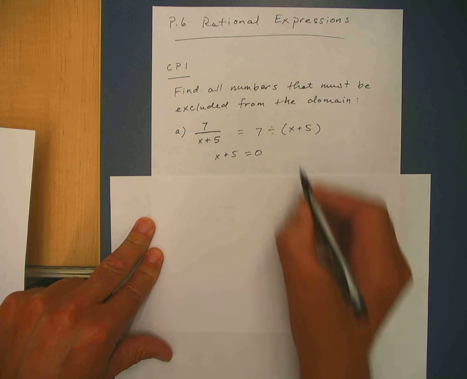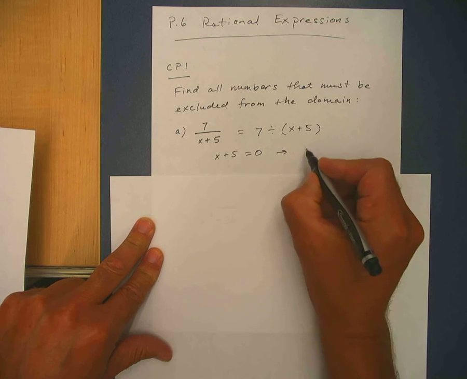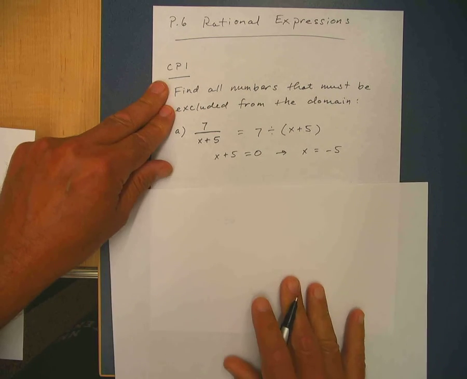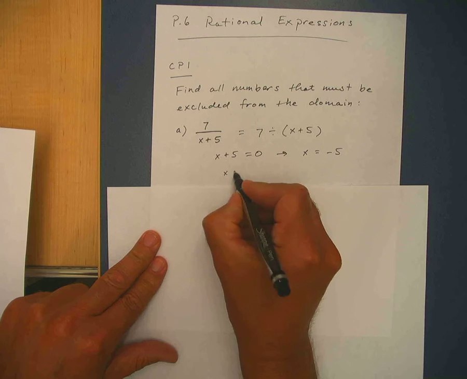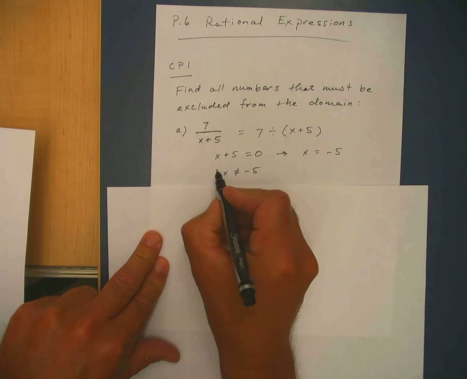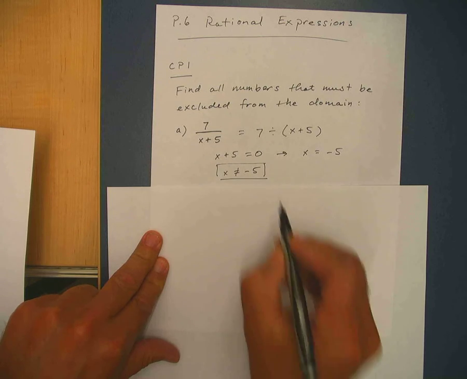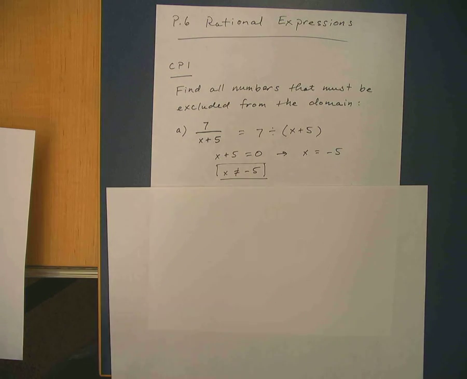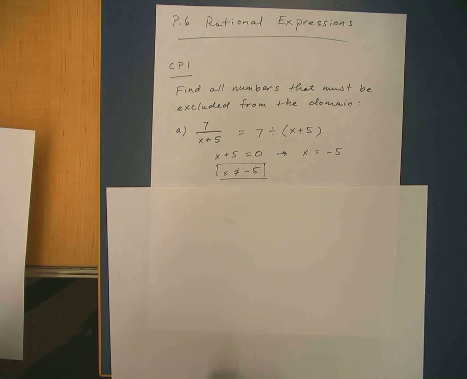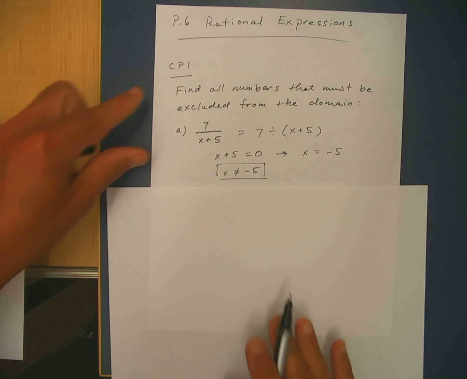x plus 5 equals 0. Subtract 5 from both sides to get x equals negative 5. In fact, x cannot equal negative 5 because that's the number that would make the denominator equal to 0. So that would be the restriction here, or the number that is excluded from the domain. The domain would be any real number except for negative 5.